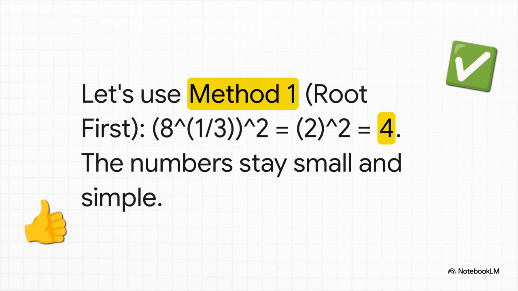Let's try the root first method. Okay, the root is on the bottom, so that's a 3. So we take the cube root of 8. What number times itself 3 times is 8? That's 2. Simple. Now for the top number, the power, which is 2. We just square that result. 2 squared is 4. Boom, done. See how we kept the numbers nice and small?